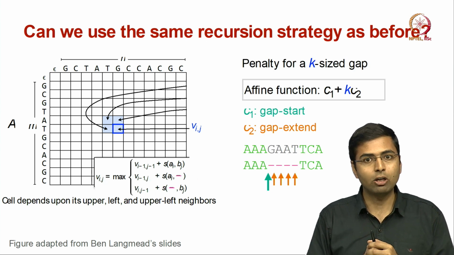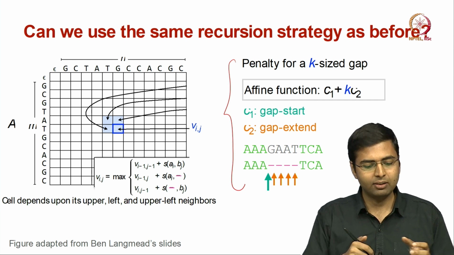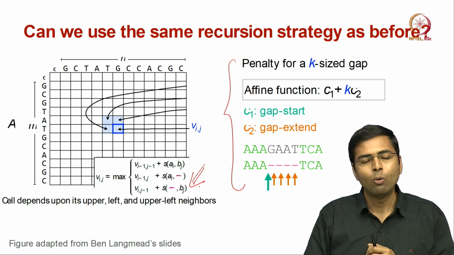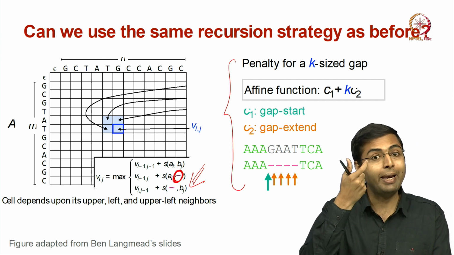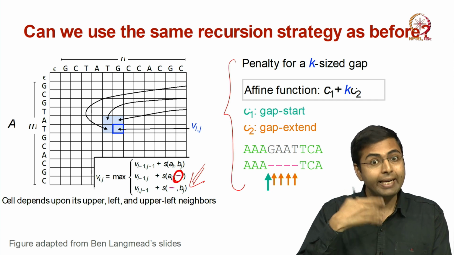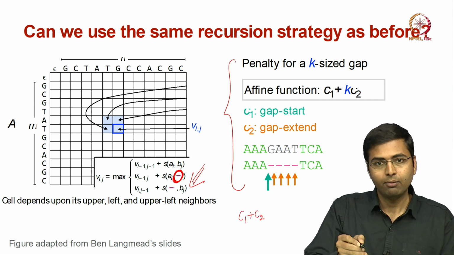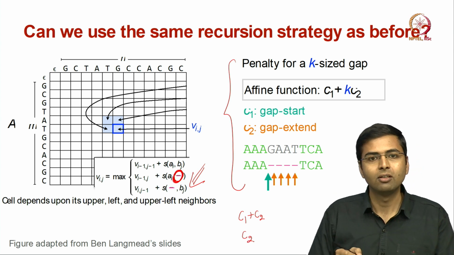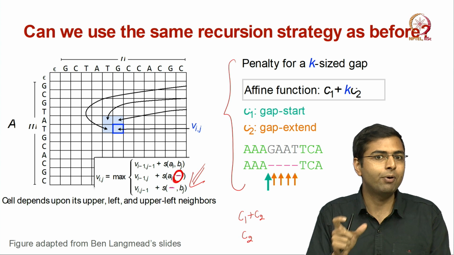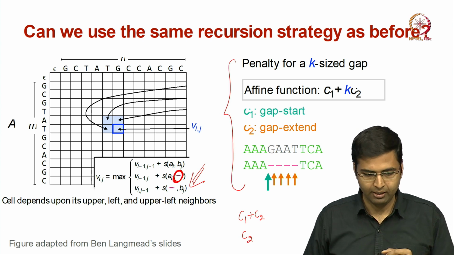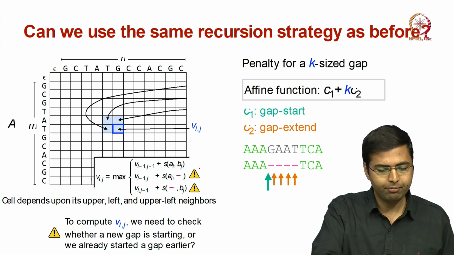So, we have a revised gap cost function now, and we have to consider it in our formulation. Can we use the same strategy as before? Well, it turns out no, because when we consider this space symbol, we need to know whether we are extending a gap or starting a gap. If we are starting a gap, we penalize C1 plus C2. If we are extending a gap, we penalize only C2. Therefore, the exact same recursion strategy will not work now. We have to be more clever. To compute Vij, we need to check whether a new gap is starting or whether we have already started a gap earlier.